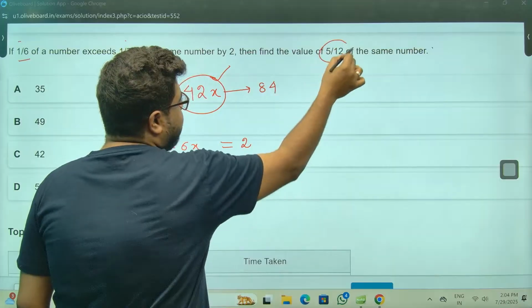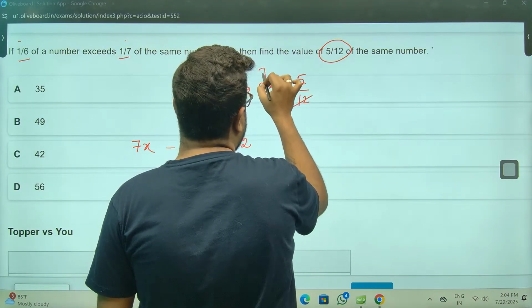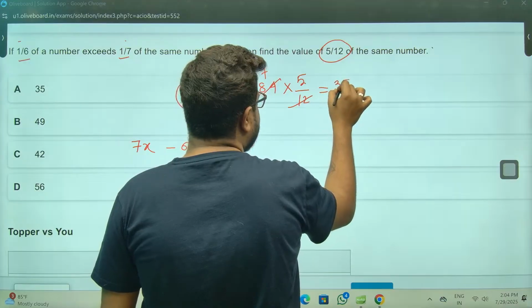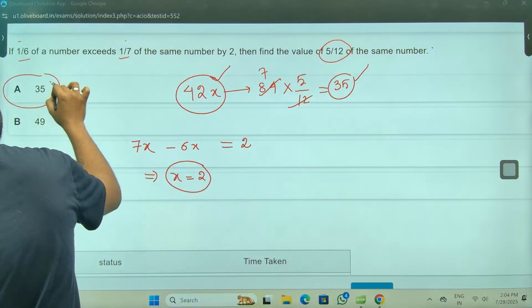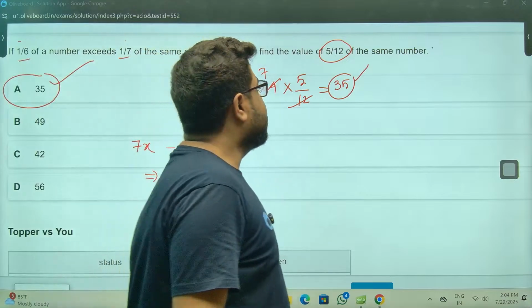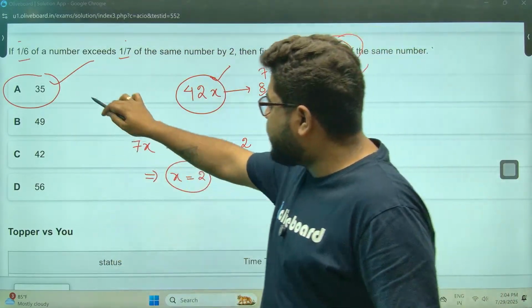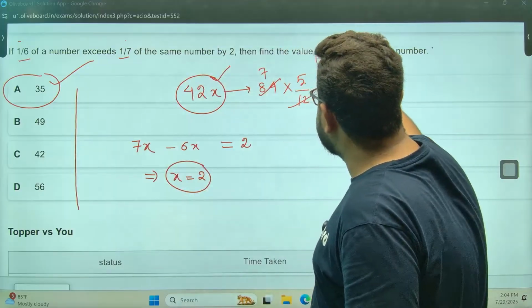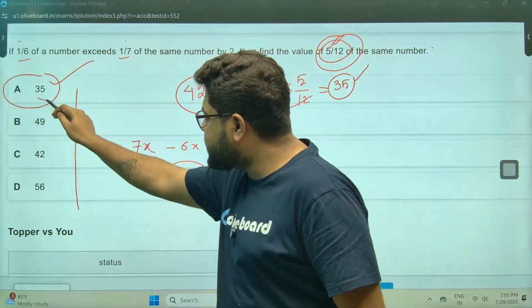They're asking 5/12 of this. This is very simple. That is 35, sir. Another way, sir. Let me show you another way. 5/12 has to be a multiple of 5. Check the options, sir, because 5 is on top. Only this one is a multiple of 5.